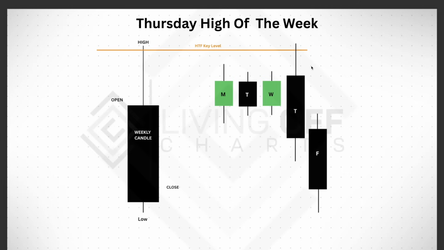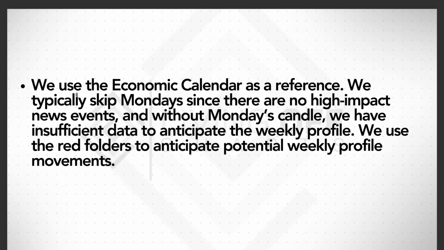Then consolidation, Thursday reversal. We use the economic calendar as a reference. We typically do skip Mondays when we're looking for a one-shot, one-kill trade. This is trading the entire weekly expansion because there's no high impact news events on Mondays, usually. And without Monday's candle closure, there's insufficient data to anticipate the weekly profile.